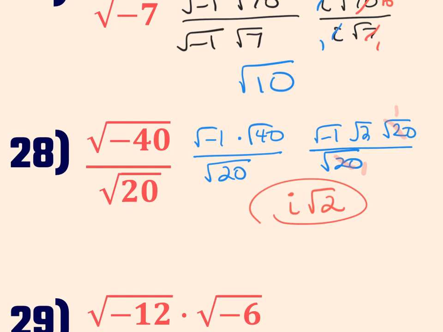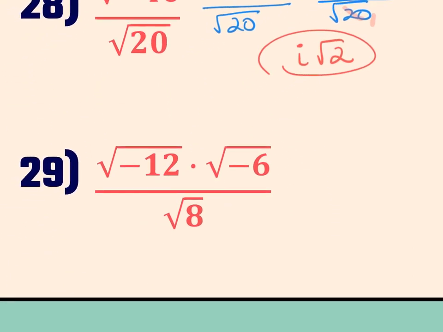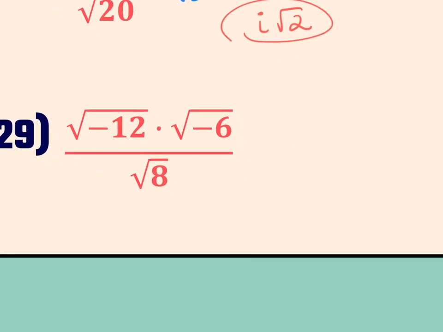29. Now we have more than just one number on top, but it's still the same thing. Now, again, I can do several different things here. Let me go ahead and first take care of the negative signs. Let's make this -1 times 12. So -1 times 12, -1 times 6 over square root of 8.